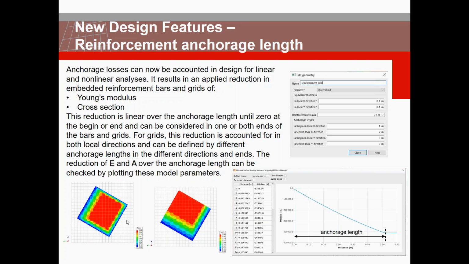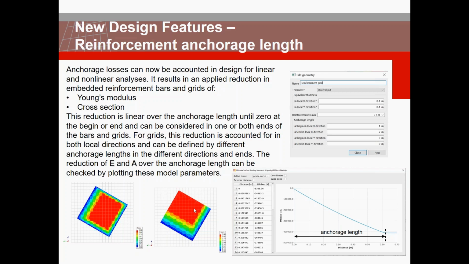So here you can see in this figure that the full Young's modulus value is still there in the red area, but at the beginning side of the grid, a larger anchoring length is entered than at the end. And here you see the Young's modulus in the local y direction of the reinforcement grid, and you can see now that only in the y direction an anchoring length is entered at the beginning and not at the end.